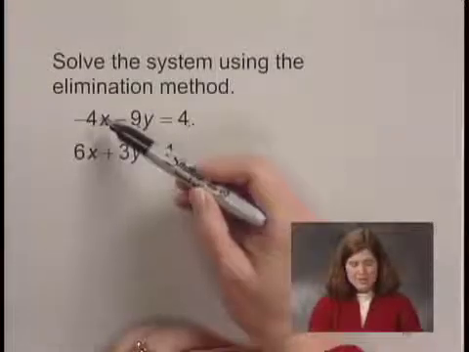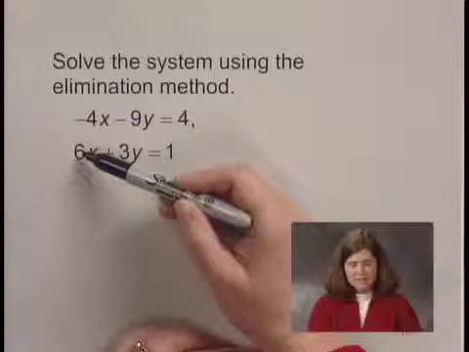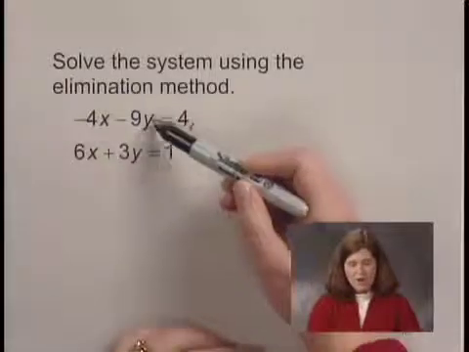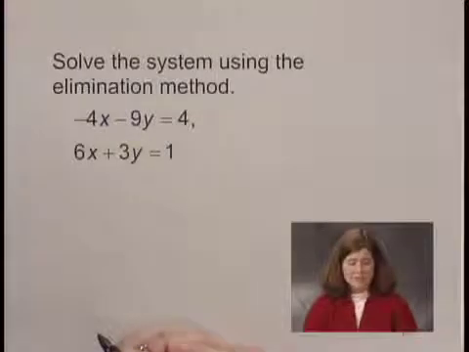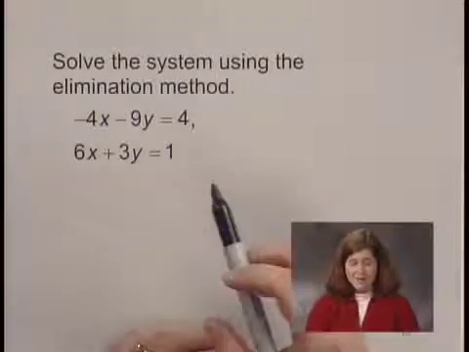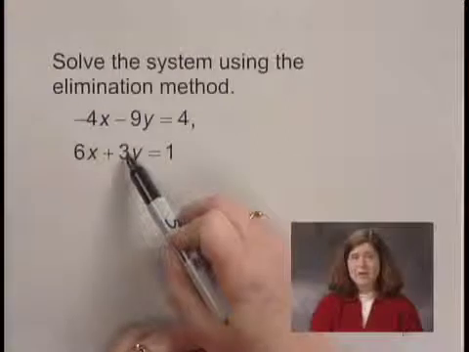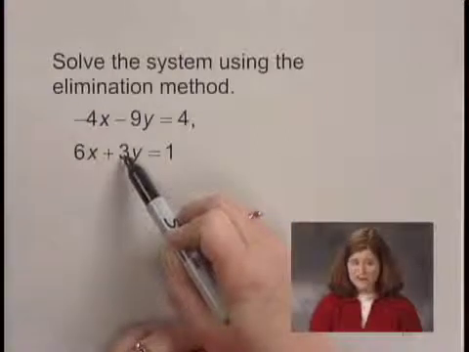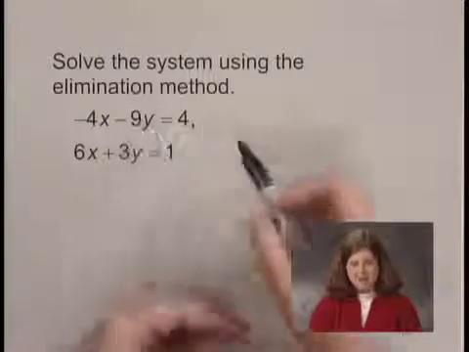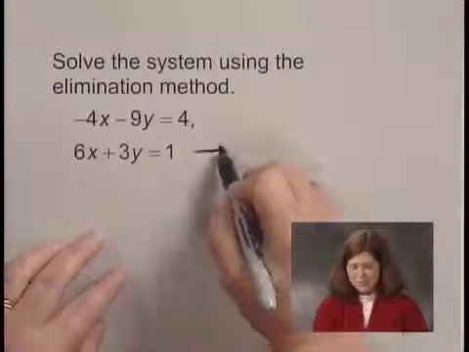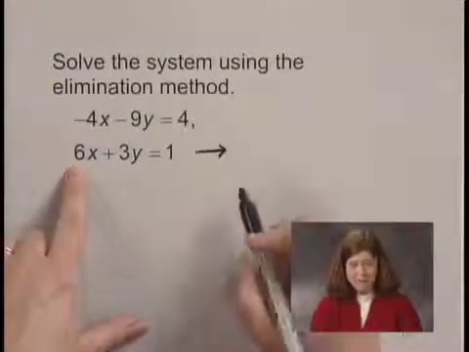The coefficients of x are negative 4 and 6. The coefficients of y are negative 9 and 3. At this point, neither of them are opposites. However, I notice that 3, if I multiplied it by 3, I would have 9, which is the opposite of negative 9. So I am going to multiply this second equation by 3.